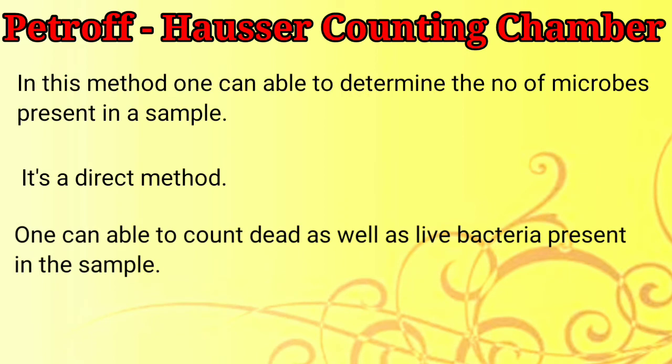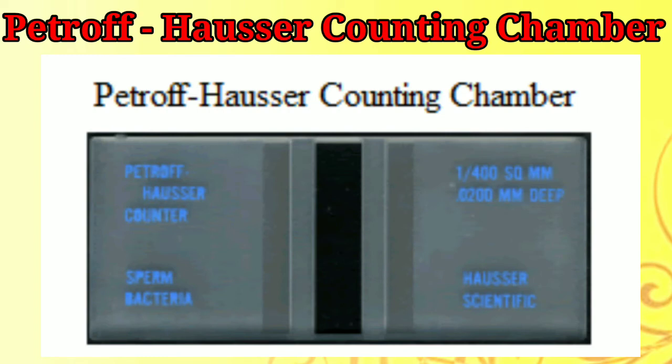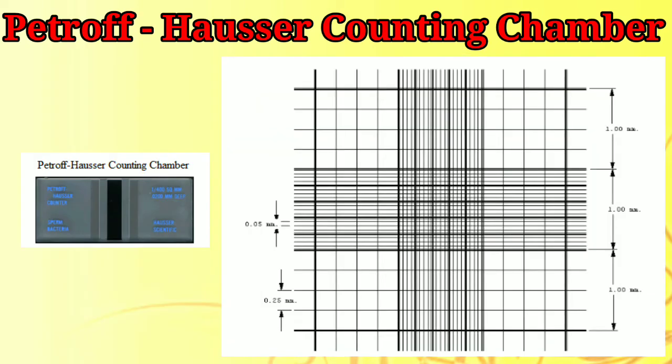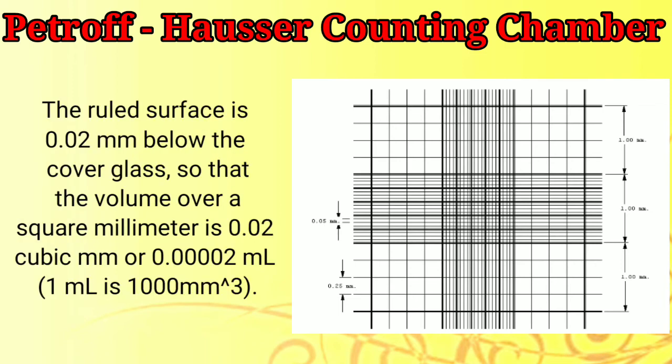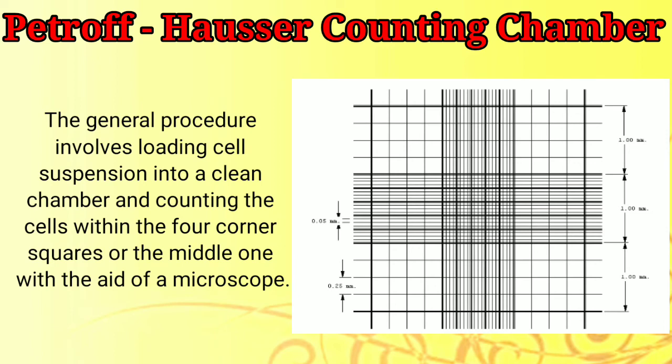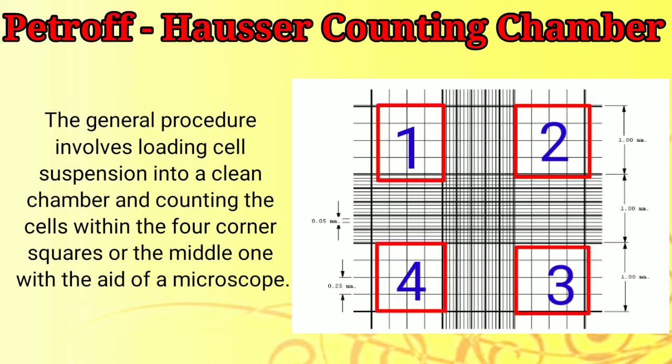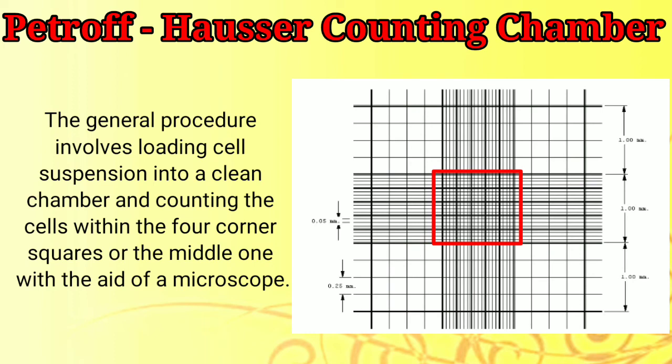The third way by which one can calculate the number of microbial cells in a suspension is Petroff Hausser counting chamber. The chamber looks like this when observed under microscope. Several chambers like this. The central square millimeter is ruled into 25 groups of 16 small squares. Count all cells within this center square, and the general procedure involves loading cell suspension into a clean chamber and counting the cells within the four corner squares or the middle one with the aid of a microscope.